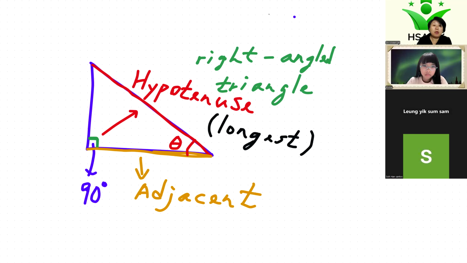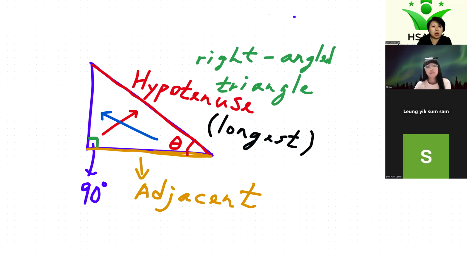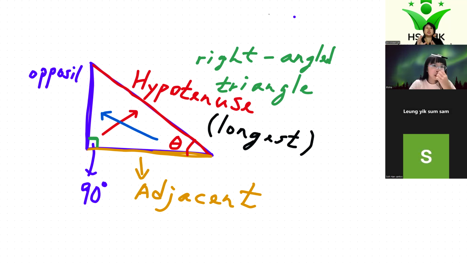Okay, so opposite to the theta, we name this opposite. So this line has a name called opposite. Okay, so copy this right angle triangle and take your time to remember each length.